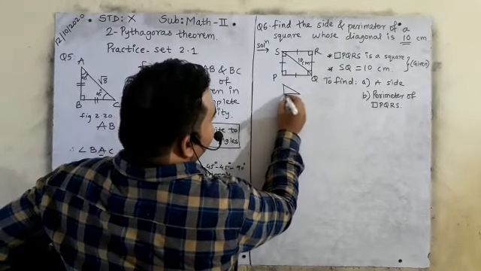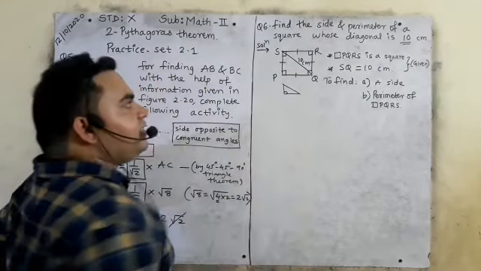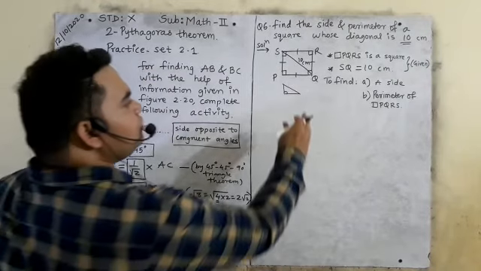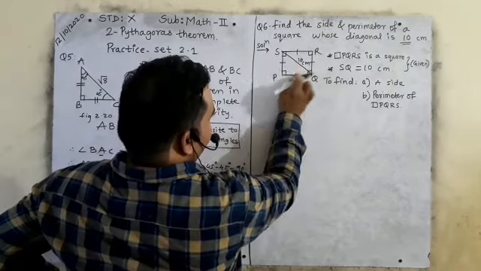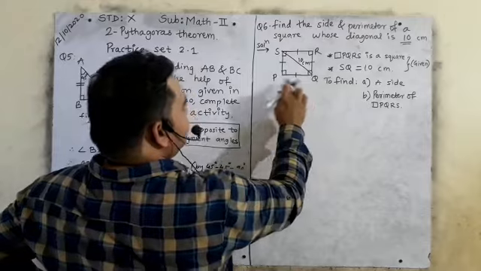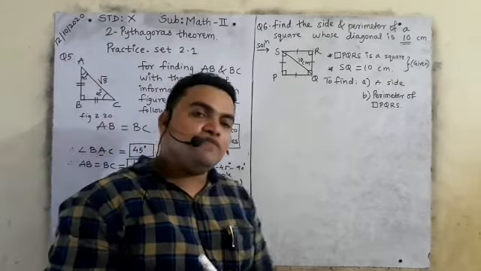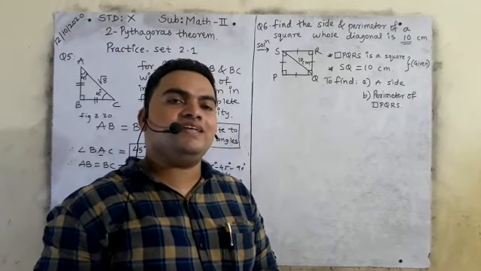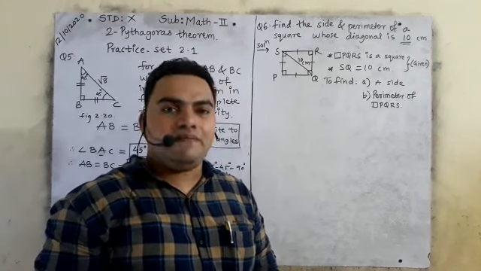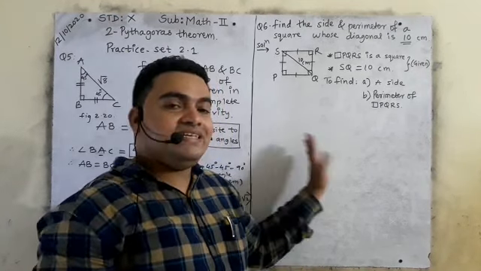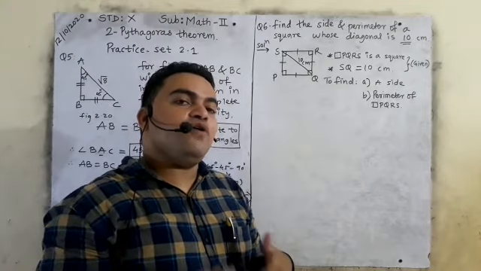So can you see it is a right angle triangle? Yes or no? We will use this triangle to find a side, then we can find the perimeter of a square. What is the perimeter of a square? Perimeter of a square is equal to 4 multiplied by side. Otherwise you can say the sum of all the 4 sides.